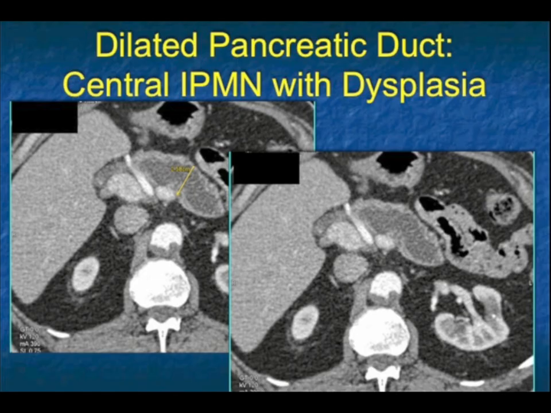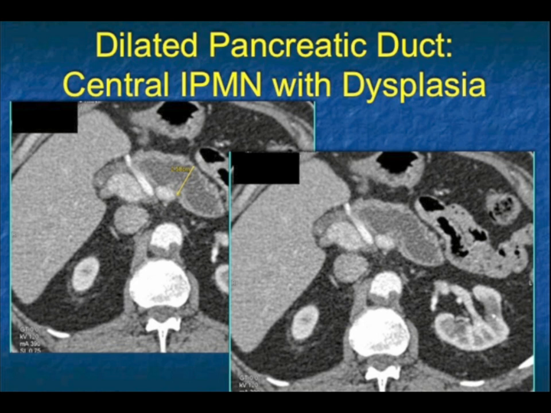Another case. Dilated pancreatic duct. Now, this is a little bit different, so I put this in there because it's a huge pancreatic duct, 2.6 centimeters. That's not a duct cutoff. Duct cutoffs are usually 5 to 8 millimeters. This is a main duct IPMN.